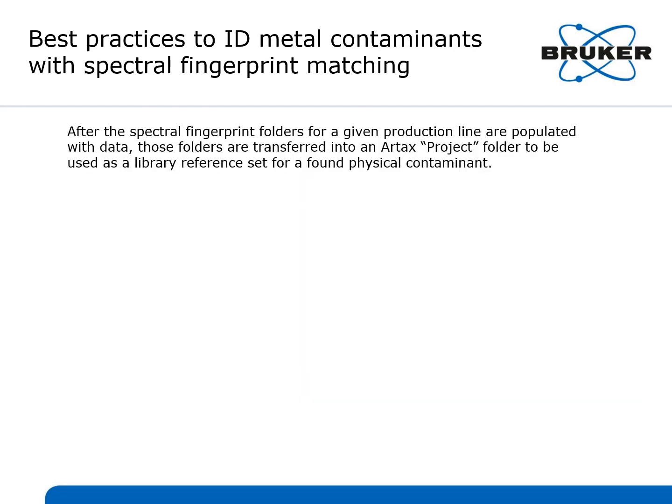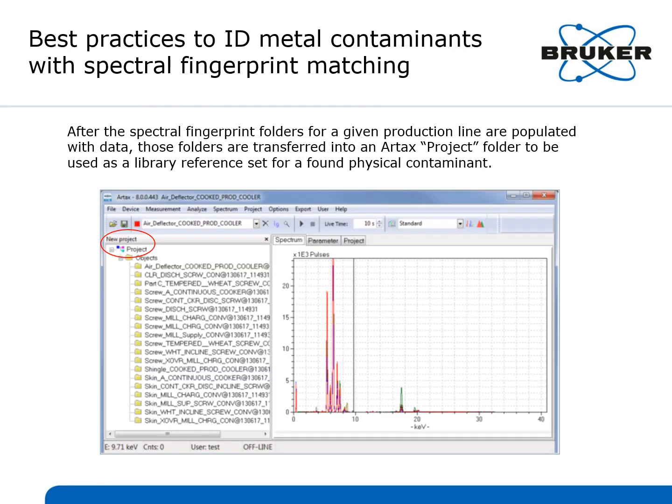After the spectral fingerprint folders for a given production line are populated with data, those folders are transferred into an RTAX project folder. These are used as a library reference set to identify a found physical contaminant. On the left-hand side of the RTAX window, you can see the folders of all the metal equipment spectral fingerprints from a particular production line placed into the RTAX project folder. And on the right-hand side is an image of multiple spectra, each identified by an individual color.